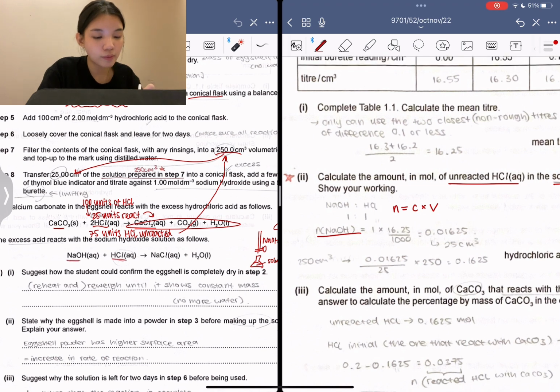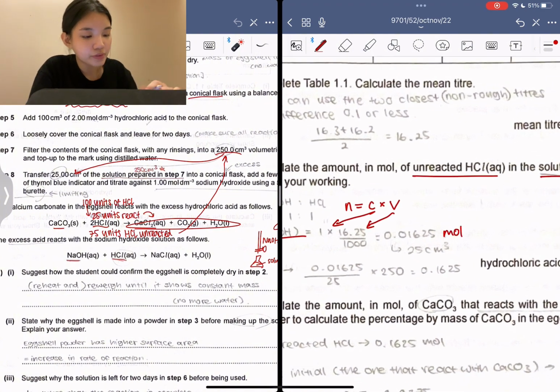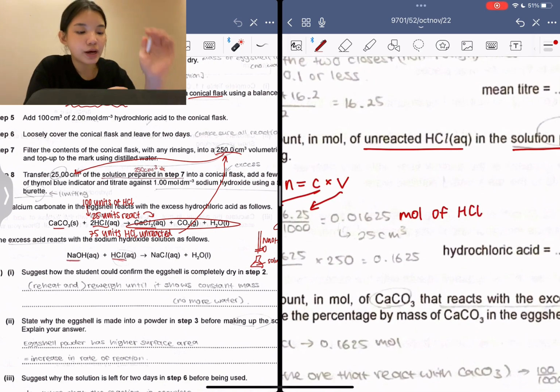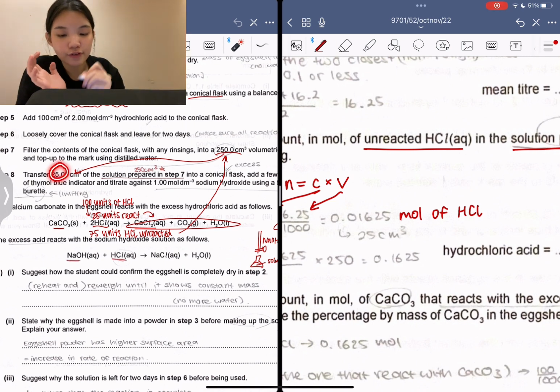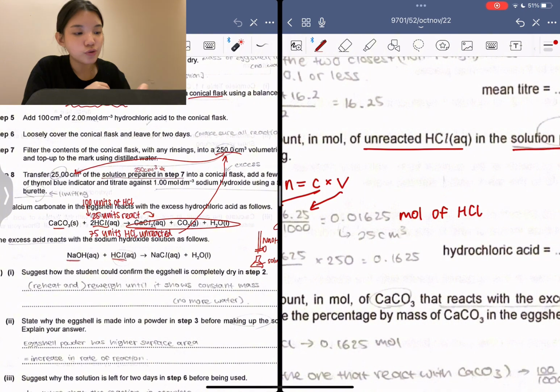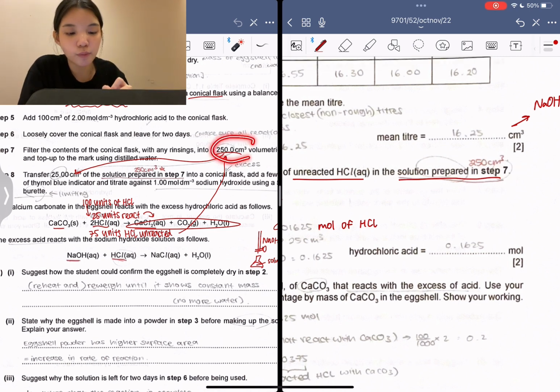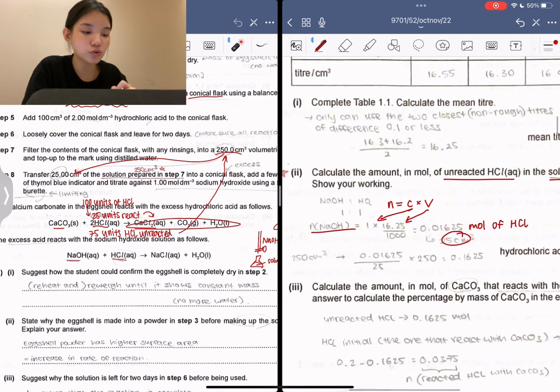So the mole of NaOH is calculated by this formula. The concentration is 1, the volume is 16.25 cm cube, but you need to convert it to dm cube, so divide by 1000, which is equal to 0.01625 moles of unreacted HCl. However, this is for the transferred 25 cm cube of the HCl. You want to find the mole of unreacted HCl in the solution prepared in step 7. That solution has a total volume of 250 cm cube. So you want to convert 25 cm cube to 250 cm cube.